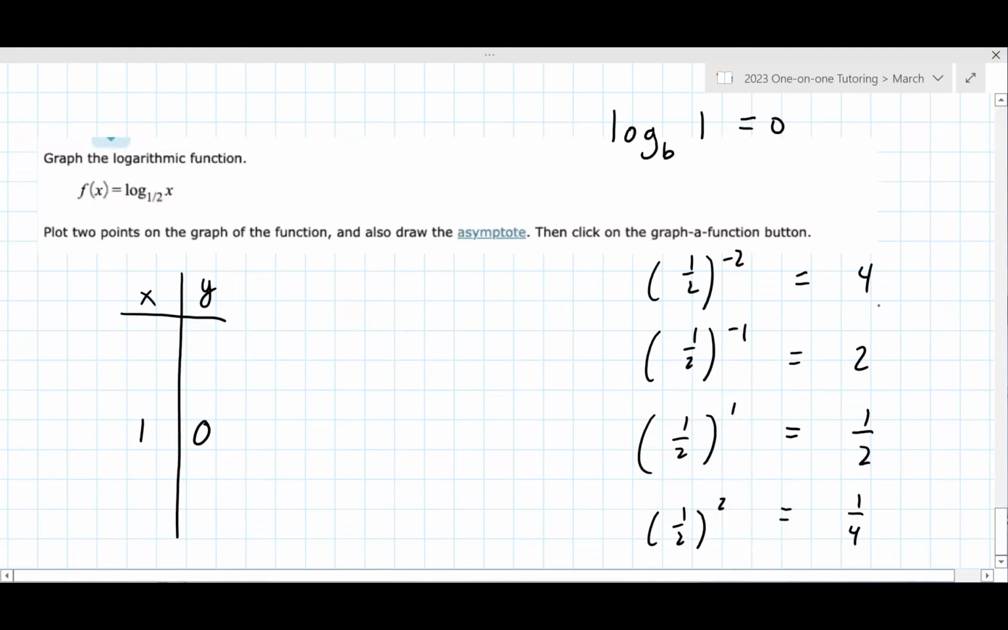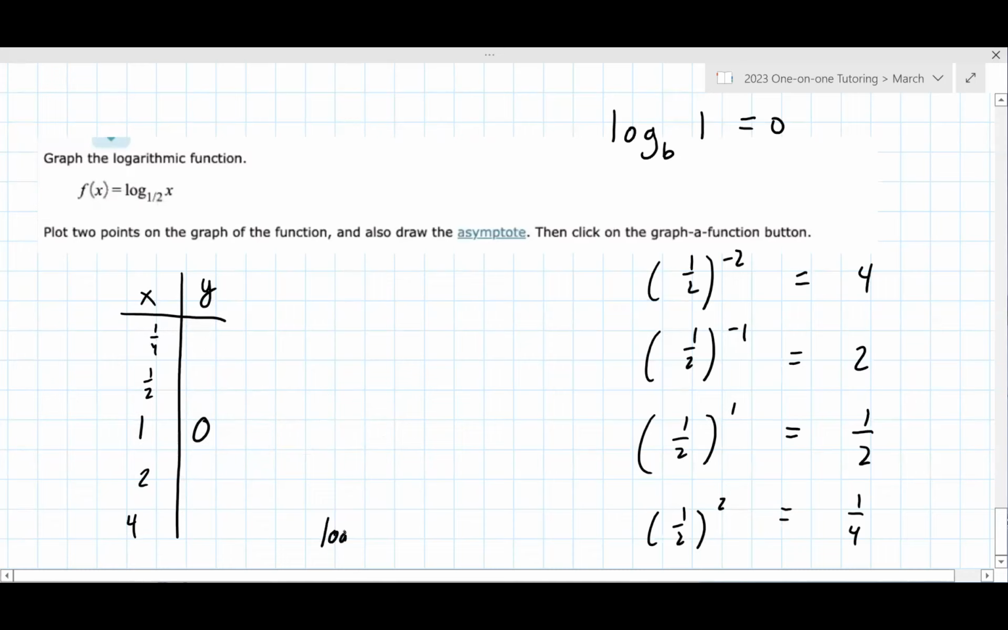So these are your x values. We've got 1/4, 1/2, 2, and 4 for your x values. Okay, so let's start with this 1/4.